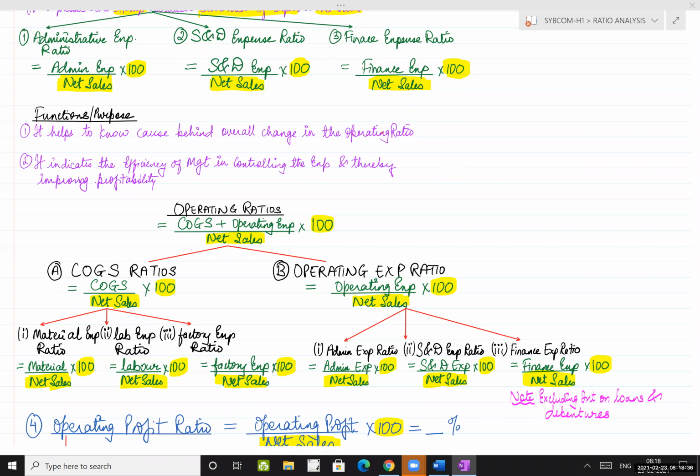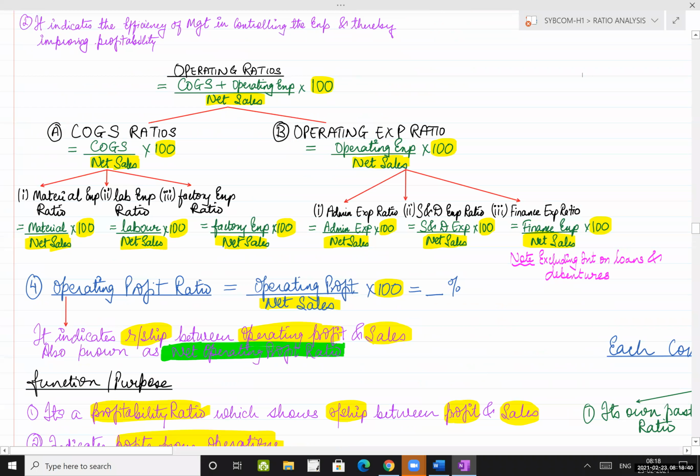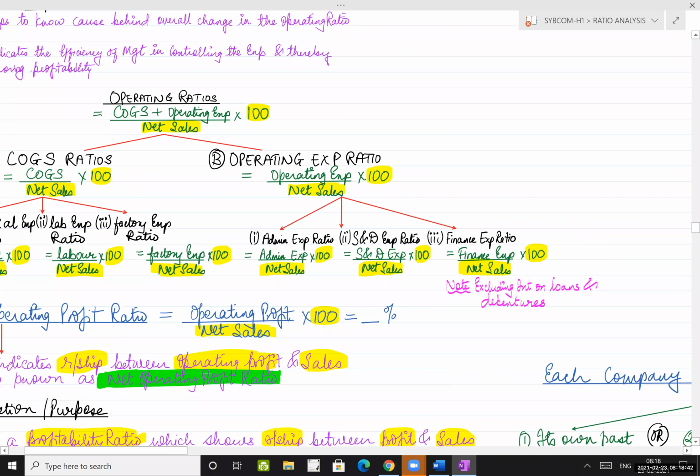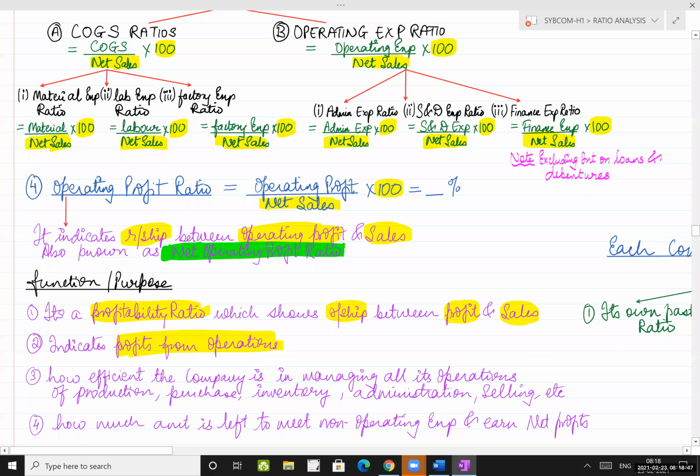Okay. Next, operating profit. So what is the formula? Operating profit upon net sales into 100. Whatever answer you get, that will be presented as a percentage, obviously. Because when the answer comes 30, then 30%. If the answer is 40, then you will get 40%, like this.